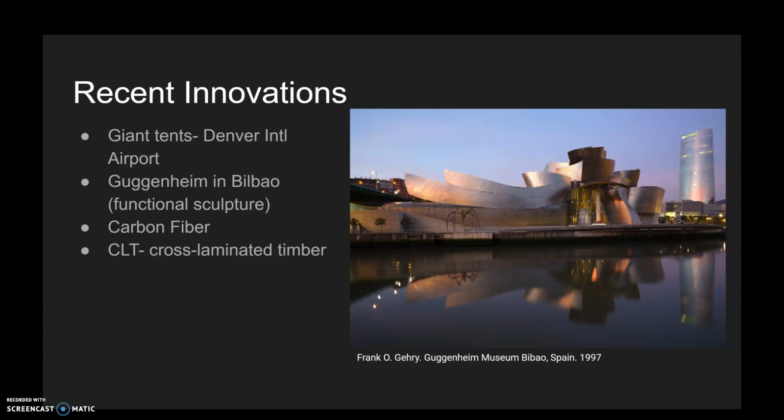Then we have some construction that is happening with carbon fiber structure, which is really interesting. And then a new material called CLT, cross-laminated timber. And CLT uses wood in a new way because it laminates the slabs of wood with their own grains at an angle. It makes this wood as strong as concrete, but it is much lighter than concrete. So they're able to do some different things with that.